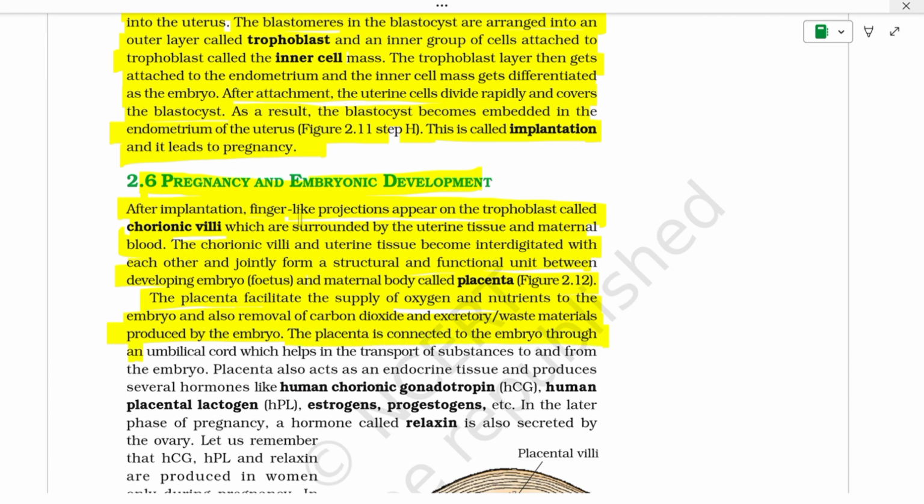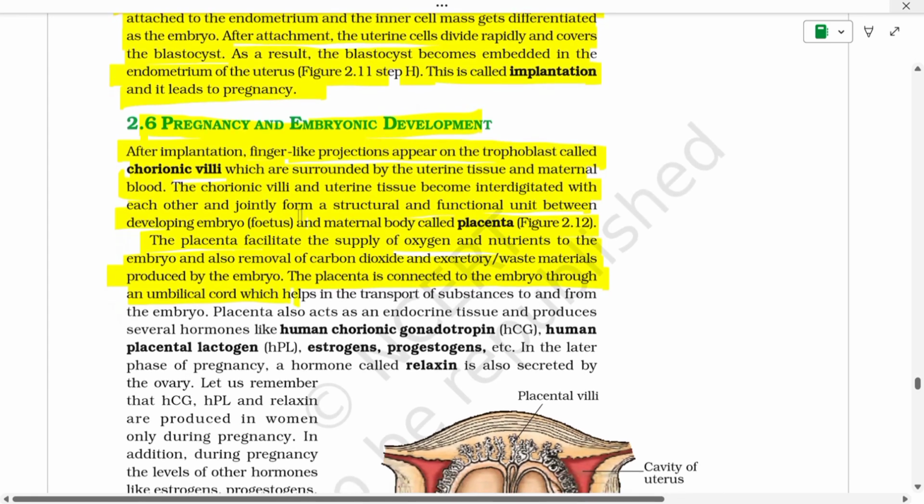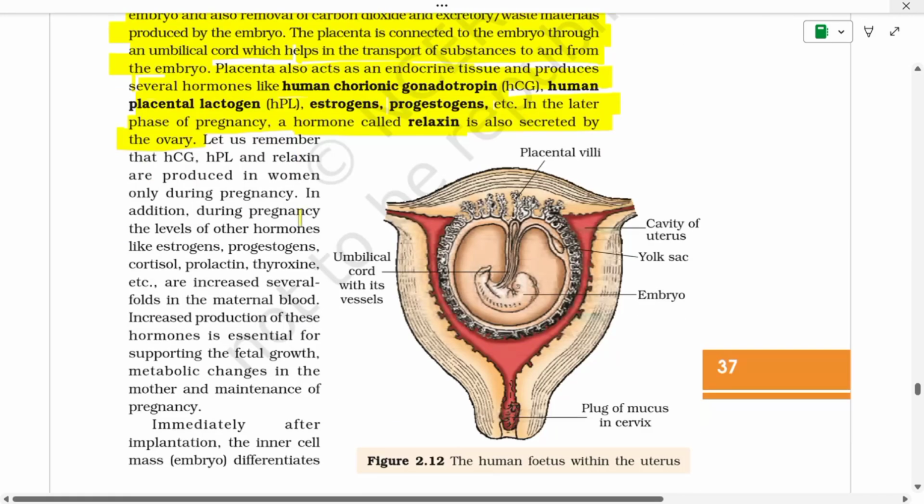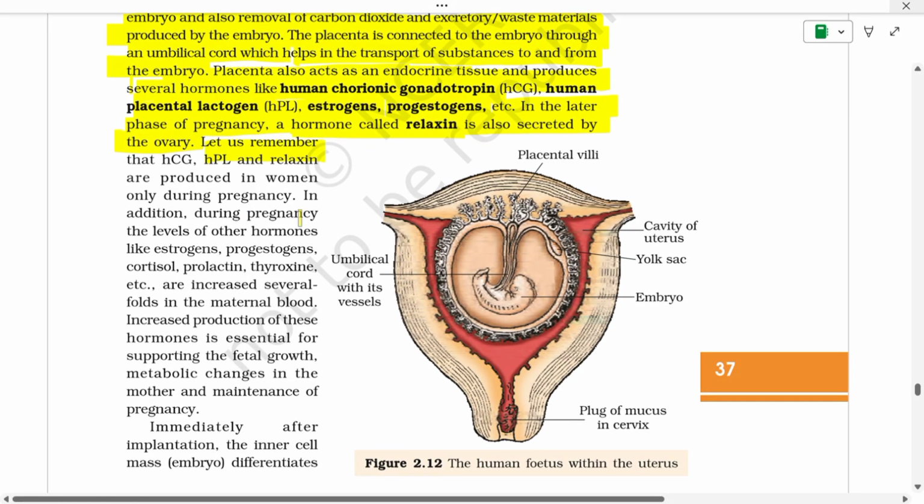The placenta is connected to the embryo through an umbilical cord, which helps in the transport of substances to and from the embryo. The placenta also acts as an endocrine tissue and produces several hormones like human chorionic gonadotropin (HCG), human placental lactogen (HPL), estrogens, progesterones, etc. In the later phase of pregnancy, a hormone called relaxin is also secreted by the ovary. Let us remember that HCG, HPL, and relaxin are produced in women only during pregnancy.